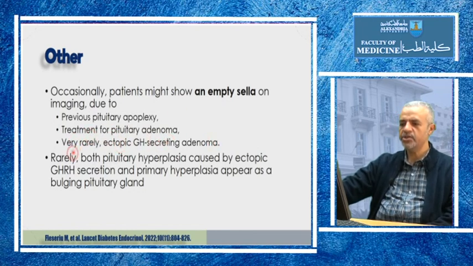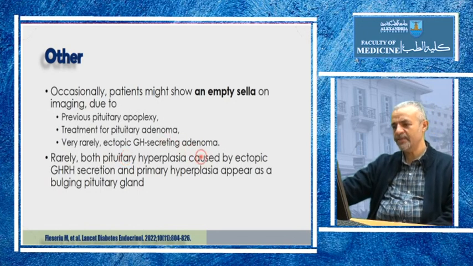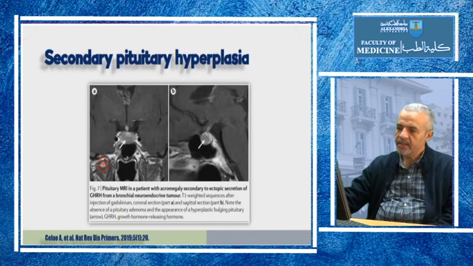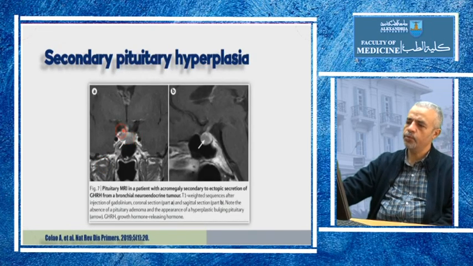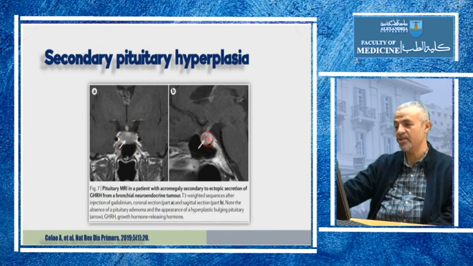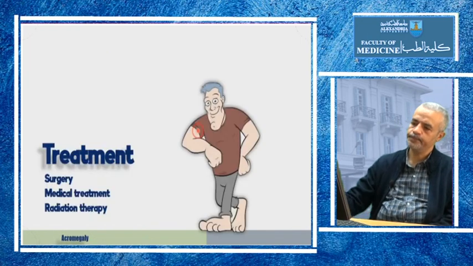Another rare presentation would include primary or secondary pituitary hyperplasia. The primary is one of the rare causes that I have told you about, and the secondary is always secondary to an ectopic GHRH secreting adenoma. The primary or secondary pituitary hyperplasia would look like a diffuse enlargement, as you can see here, and sometimes it may be challenging to differentiate the hyperplasia from a pituitary adenoma.